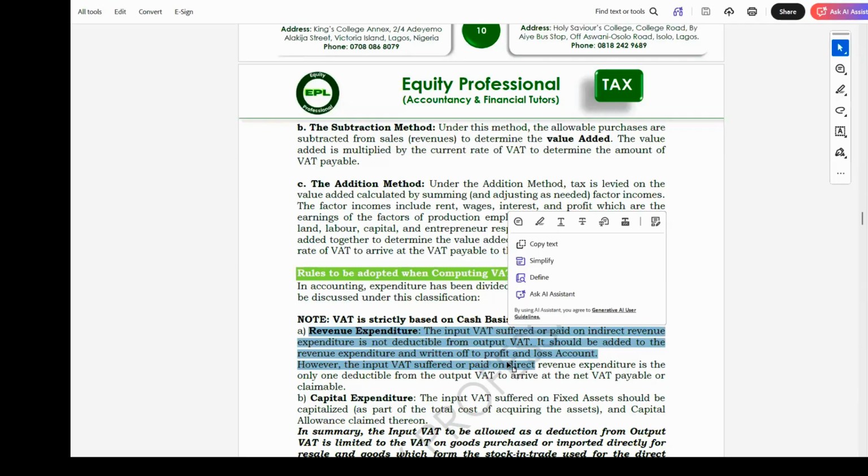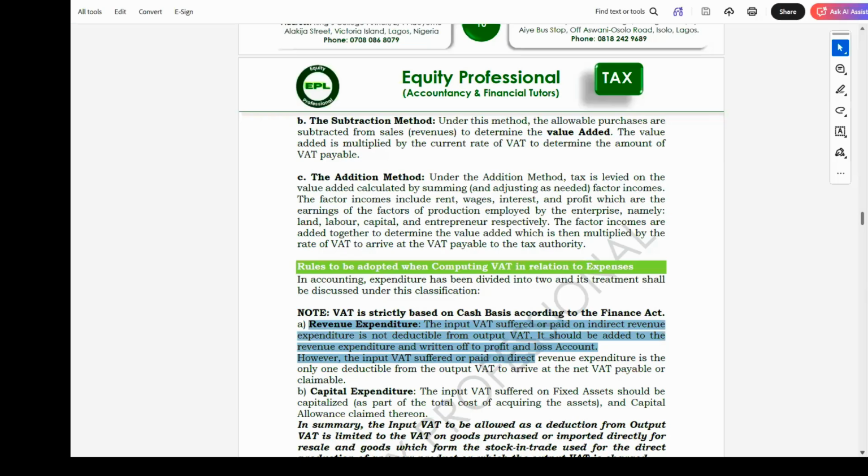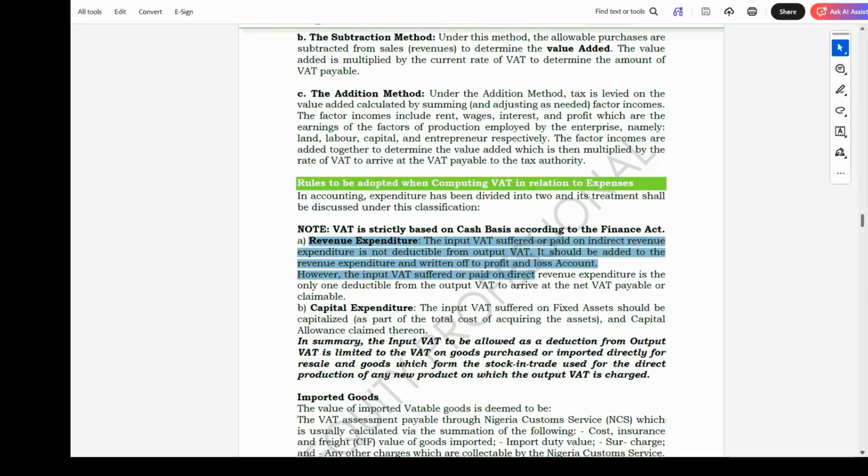Expenditure on your non-current asset, on your fixed asset, which you are going to capitalize and claim capital allowance on, is called capital expenditure. When you are calculating your value-added tax, it is not all the VAT that you paid on all this expenditure that will form part of your input VAT. In the case of capital expenditure, let me start with that, any value-added tax suffered on capital expenditure will not be part of our input VAT that will be deducted from output VAT.